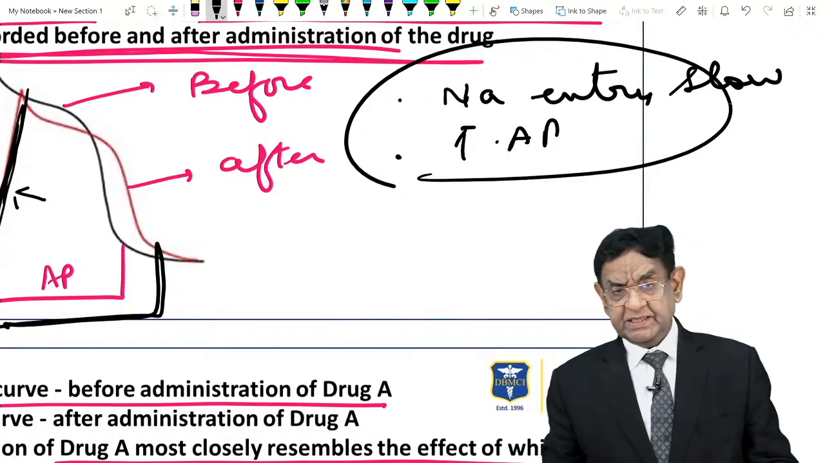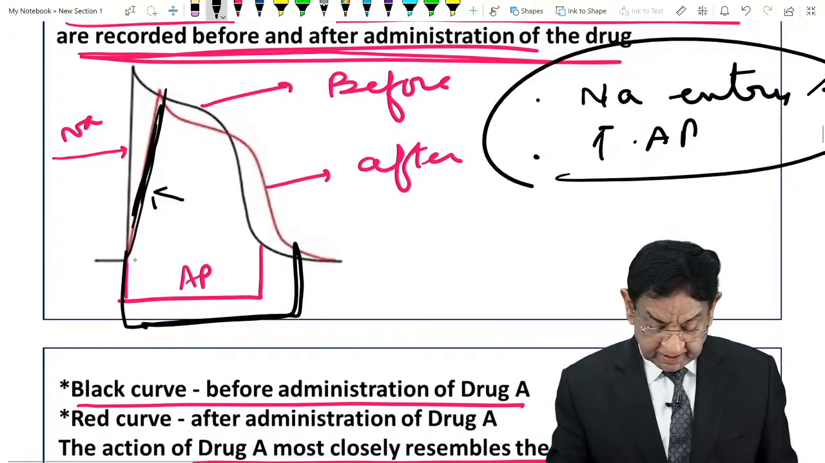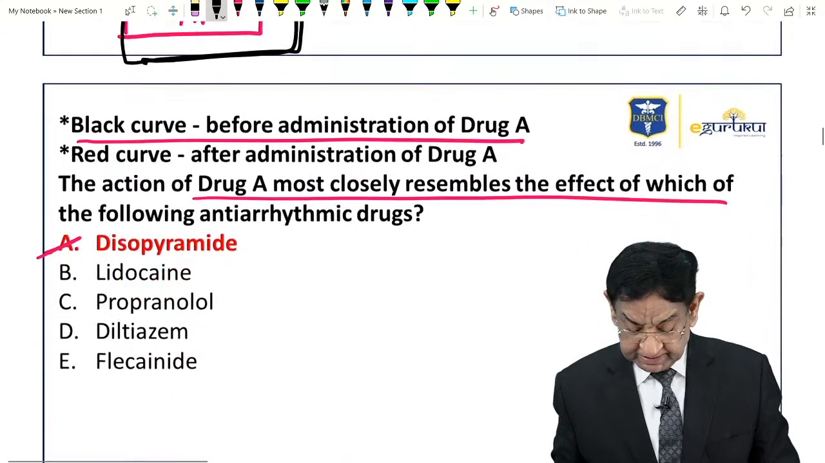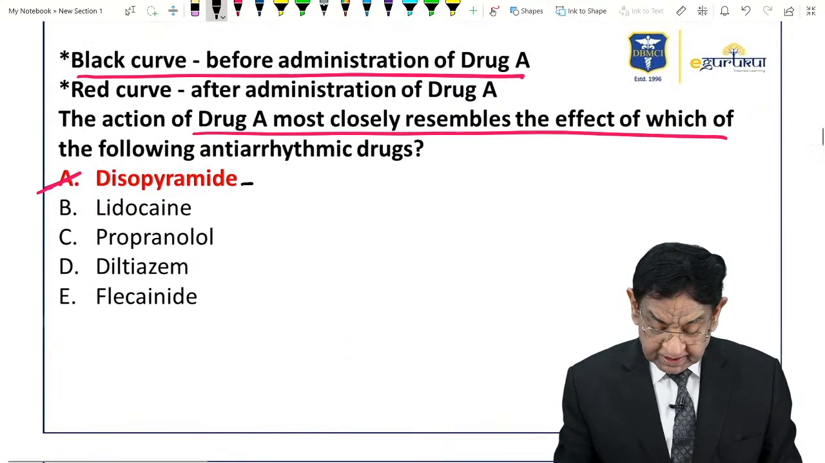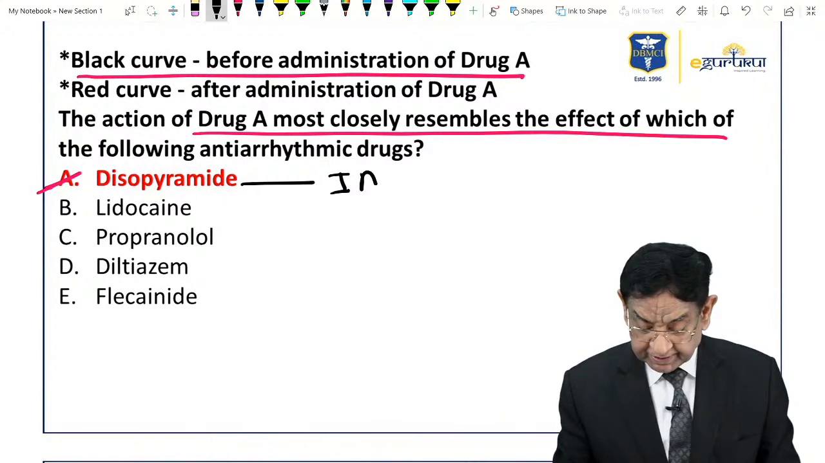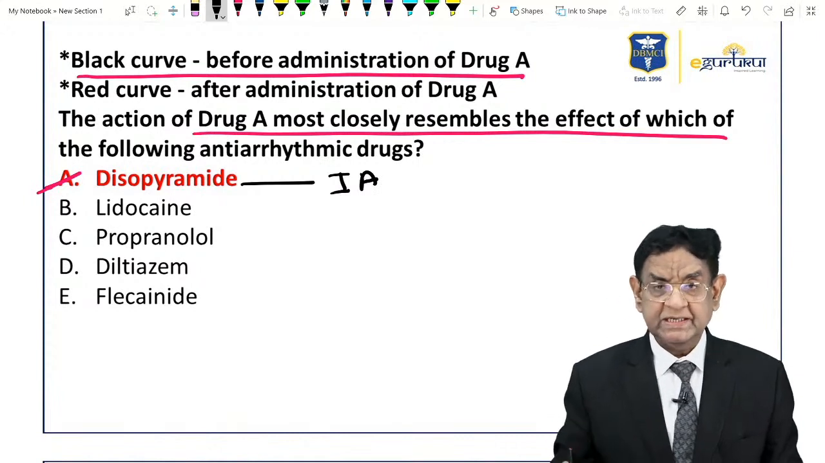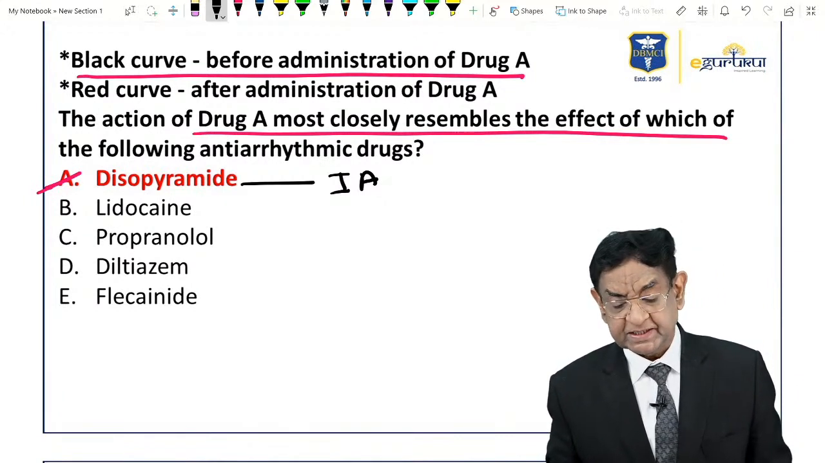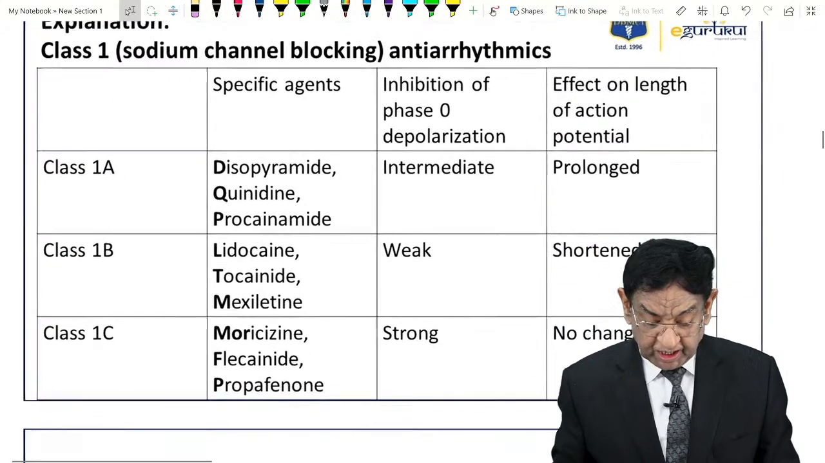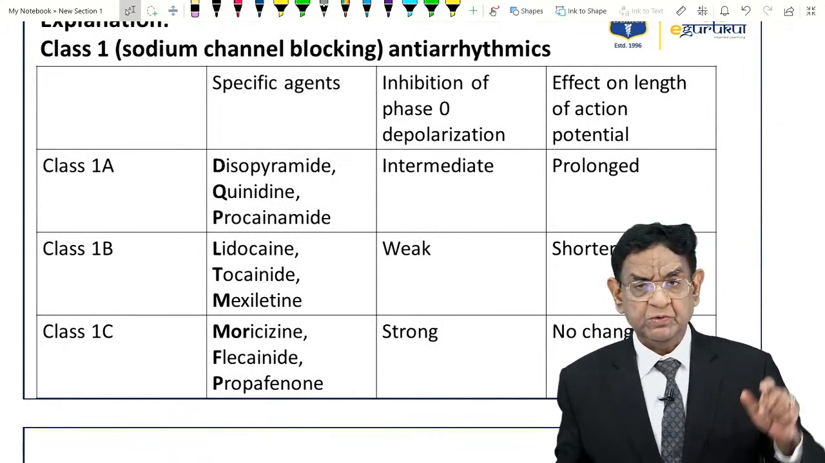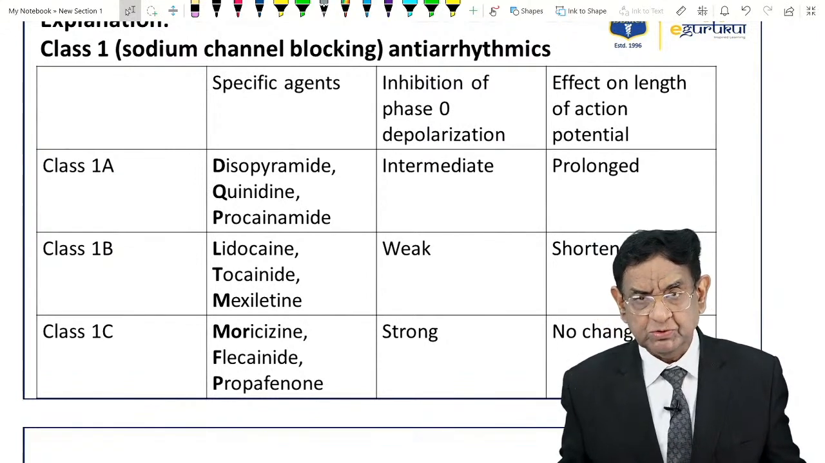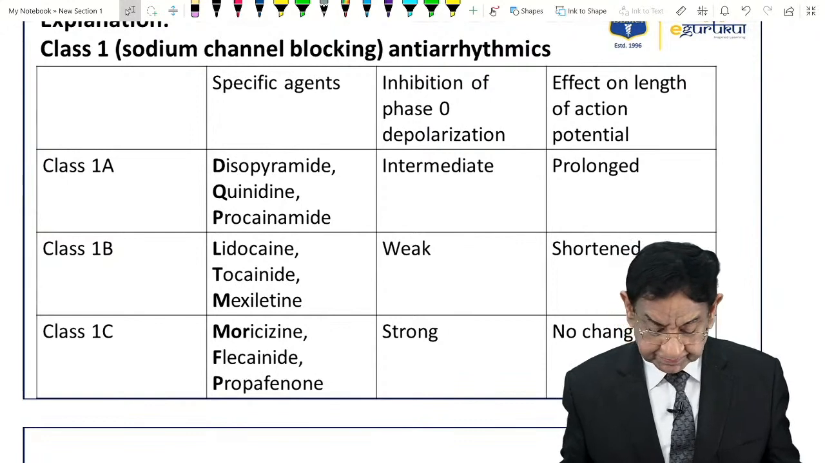Two effects we can see: sodium entry has slowed down, that's why the curve has gone like this, and we have seen the duration of action potential increase. This is what is done by the drug disopyramide, which is a class 1A drug. So let's learn what are the various antiarrhythmic drugs we have. Accordingly, we'll discuss. We are well aware that antiarrhythmic drugs are classified into class 1, 2, 3, 4. I'll be discussing other drug categories soon, but first we discuss class 1 drugs.